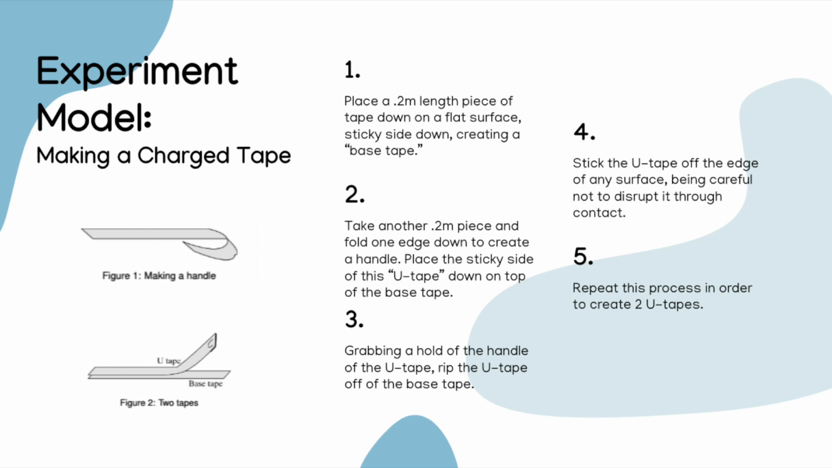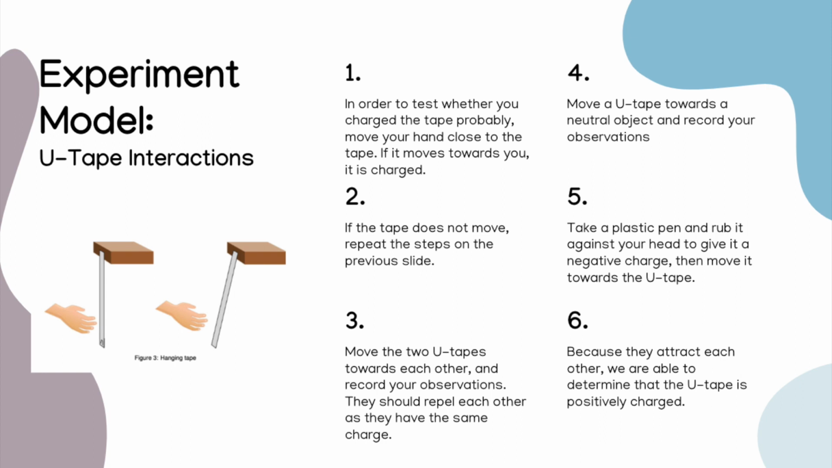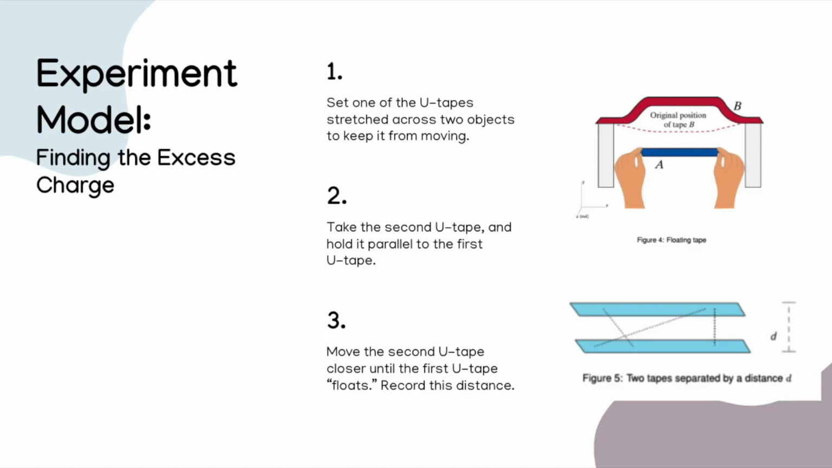The experimental model that we used in this lab is the exact same one that we used in Lab 1, where we ended up charging two pieces of tape, setting one of these pieces of tape across two still objects, and then moving the other piece of tape close enough to the first piece of tape until the first piece of tape moved, and then recording this distance.